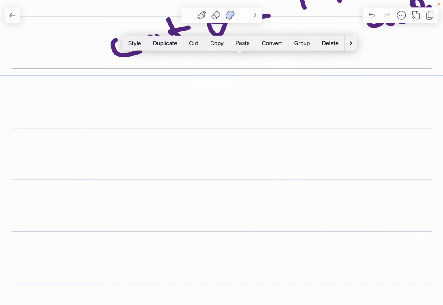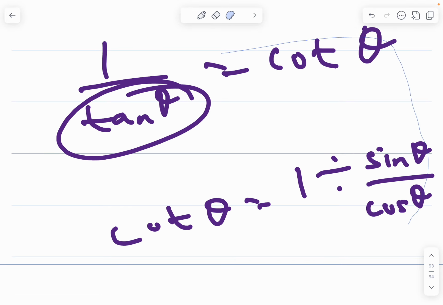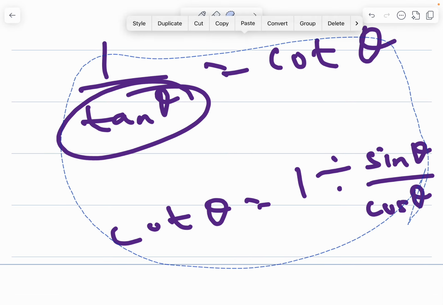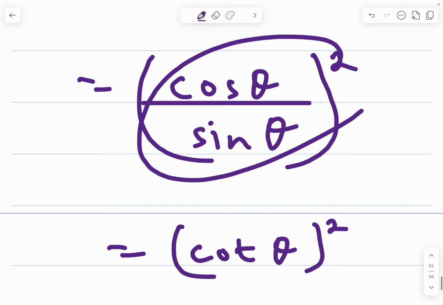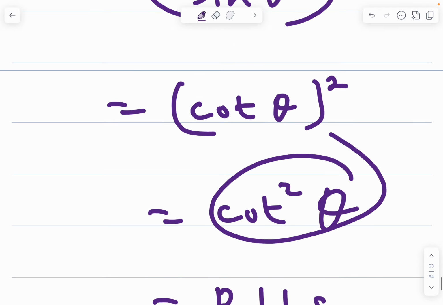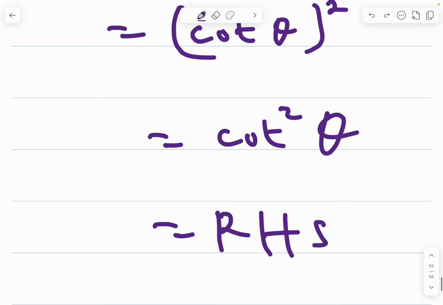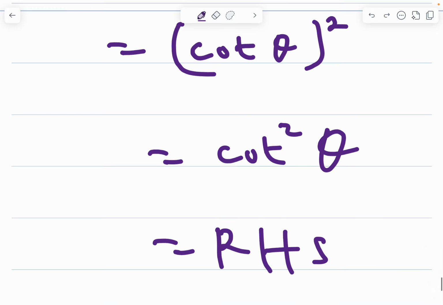So that shows that cot theta is the same as cos theta over sine theta, and that's why we did what we did where we had cos theta over sine theta all square, and we made it cot square theta. So that's why cos theta over sine theta all square is the same as cot square theta, and that's a proof very very simply.